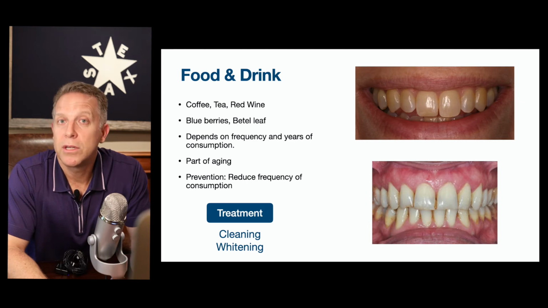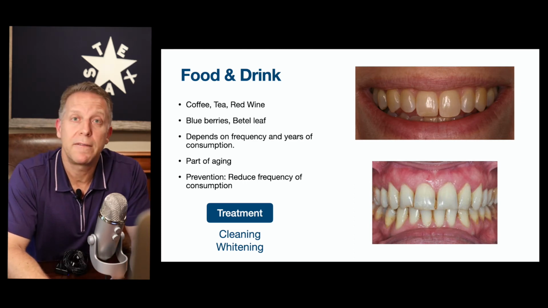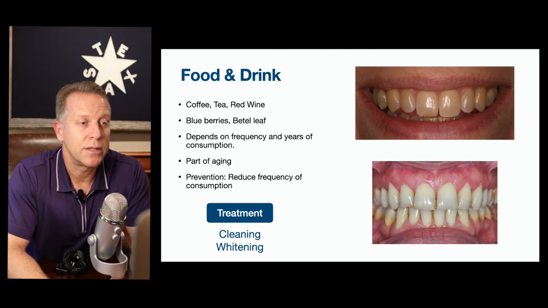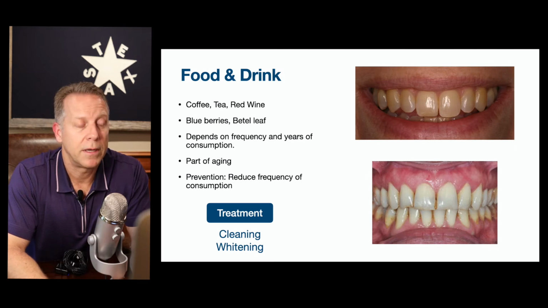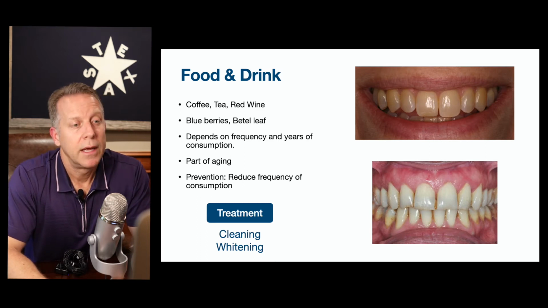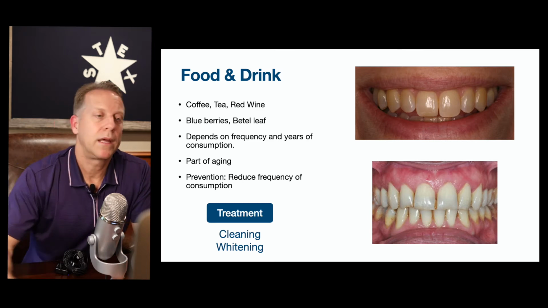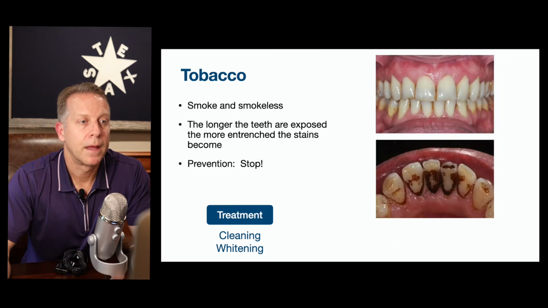Also, just part of aging, again, how long someone has been consuming these things, or just living life is going to lead to some discolorations. And so how can you prevent this? Well, you just have to reduce the frequency of the consumption of these different foods and drinks, okay? So what is the treatment for it if this is the actual cause? It's going to be obviously a cleaning. Let's get the stuff off the teeth, and then whitening. Placing a carbamide peroxide gel on the teeth is going to be the best way to fix that.